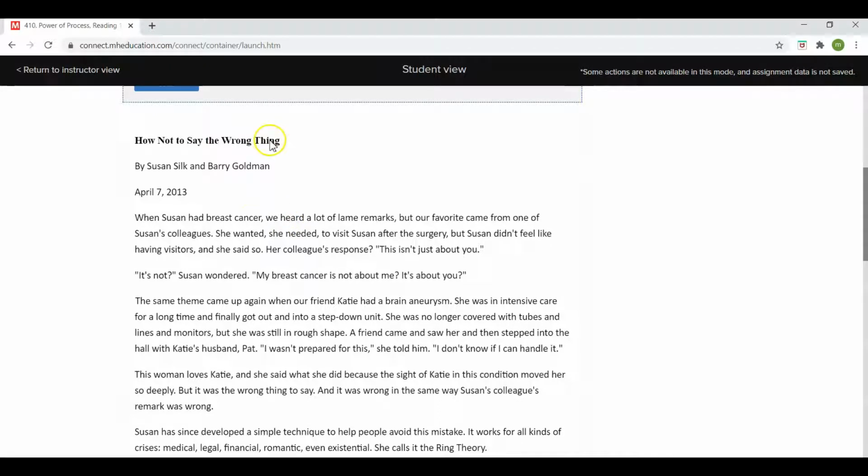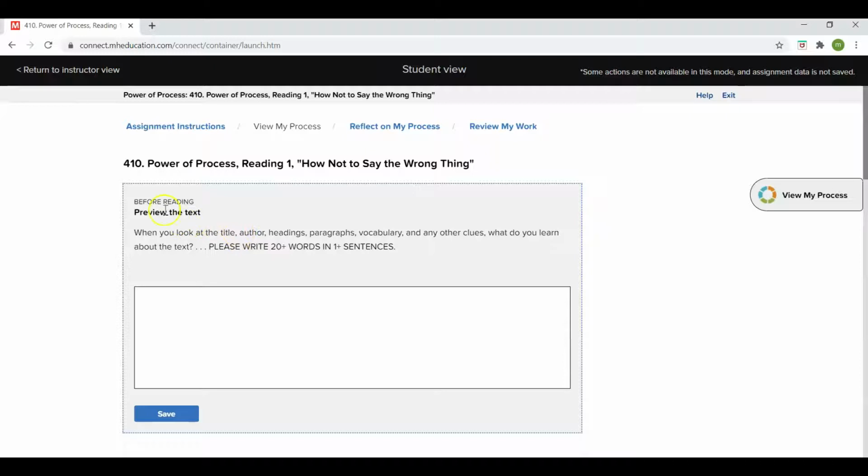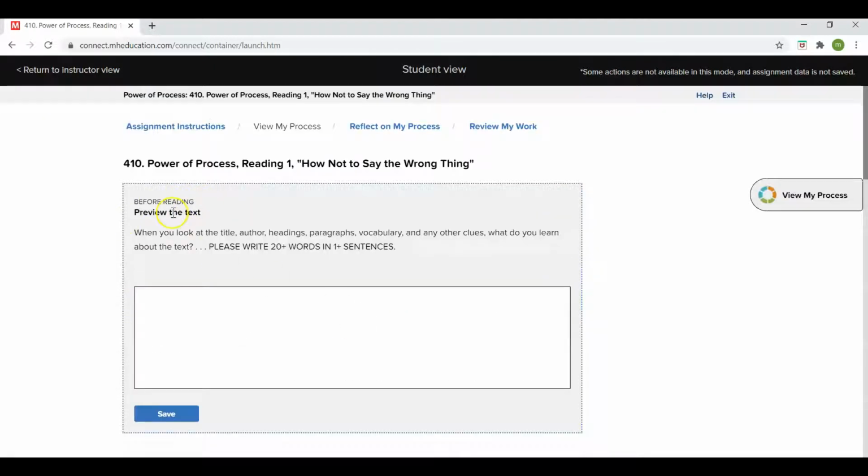How Not to Say the Wrong Thing by Susan Silk and Barry Goldman, an article that was published on April 7th, 2013. Okay, but notice I'm not going to read it yet, because it says before reading, preview the text. So here is the prompt. When you look at the title, author, headings, paragraphs, vocabulary, or any other clues, what do you learn about the text? That is the main instruction.